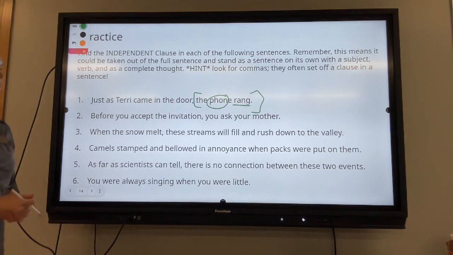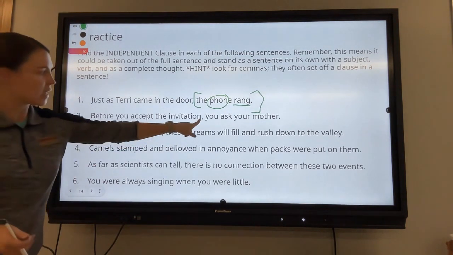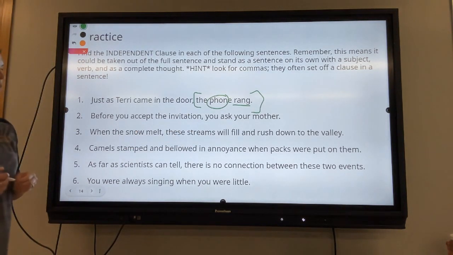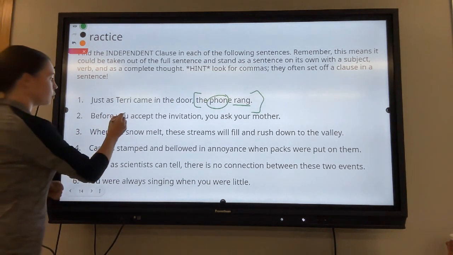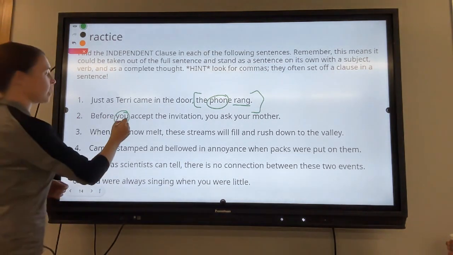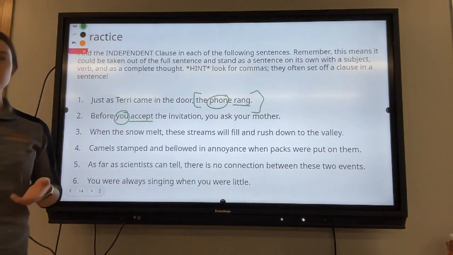Before you accept the invitation, you ask your mother. Once again, let's use that comma as our hint that there's a couple of different things going on here. Let's look at the first part of the sentence. Before you accept the invitation, let's find a subject. I see the word you, which can be a subject, and I see a verb, accept. Okay, let's test it out. Before you accept the invitation.